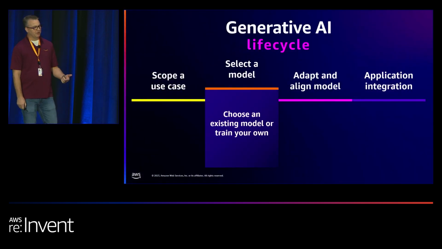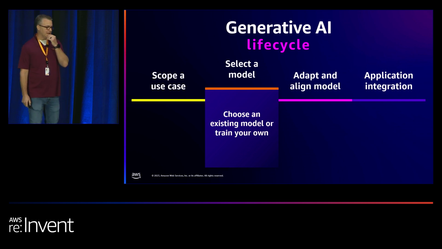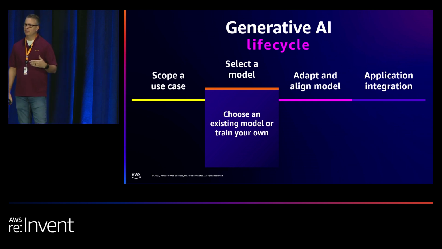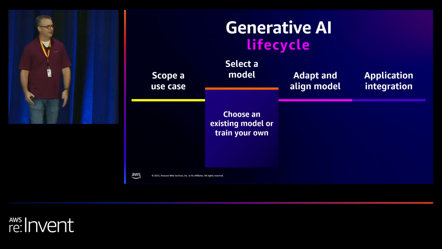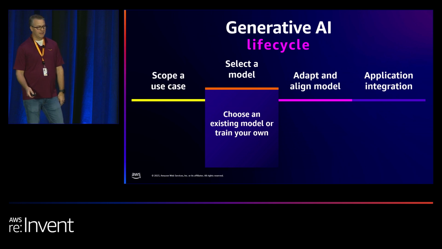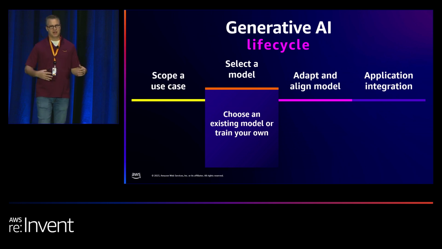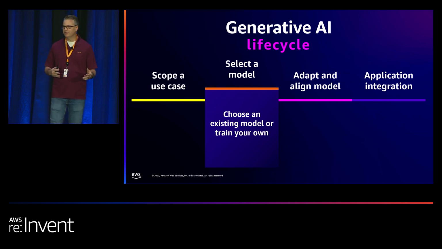So the next step we're going to talk about is how to select a model. And you have the ability to also train your own models. And if you listen to Swami this morning talking about how you can train models and the advancements we're making there, it's really, really cool. But we're going to stick to just how to kind of enhance a model versus train a new model. And the main reason why is training models is expensive.